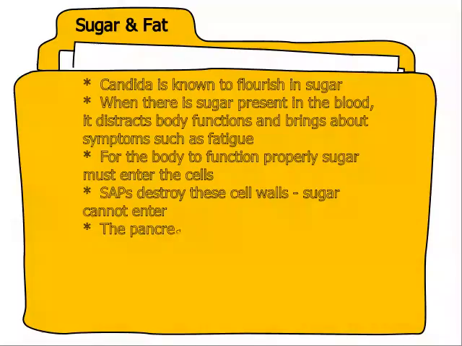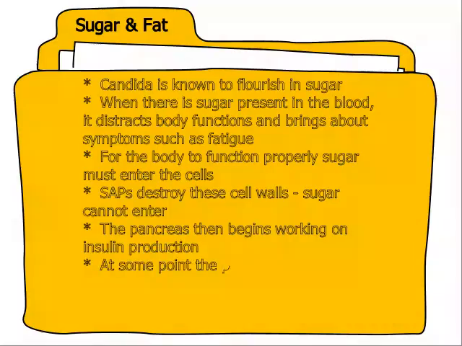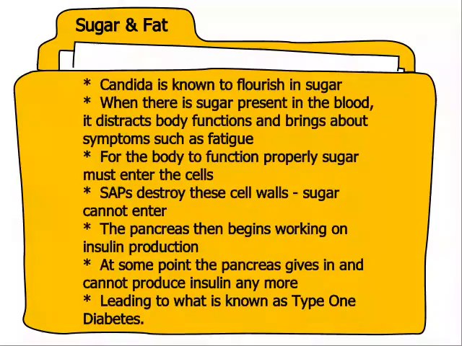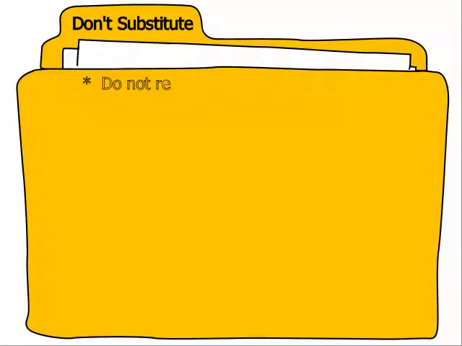This sends out a message to the pancreas, which then begins working on insulin production. The more sugar cannot enter your cells, the more pressure the pancreas has to produce insulin. At some point, the pancreas gives in and cannot produce insulin anymore, leading to what is known as type 1 diabetes.